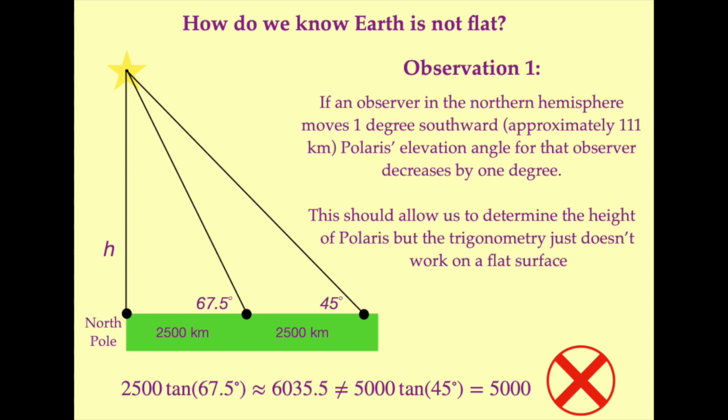But the results thus obtained by observers at different latitudes do not agree with one another. They produce inconsistent results. The height calculated for an observer at a latitude of 67.5 degrees is very different from the height calculated for an observer at 45 degrees. This inconsistency suggests that the underlying model we have used to perform these calculations is inaccurate. In other words, it suggests that the Earth is not flat.